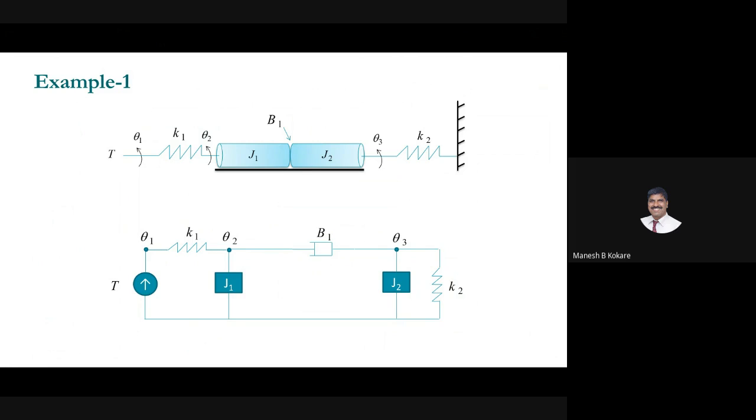So this is theta1, this is K1, this is an angular displacement at theta2, then this is J1, and then this angular friction is B1, and then theta2, J2 is there, and then theta3, and then K2, and after that it is connected to the reference element. Now, just like a translational mechanical system, you can also draw the nodal diagram of this rotational mechanical system.